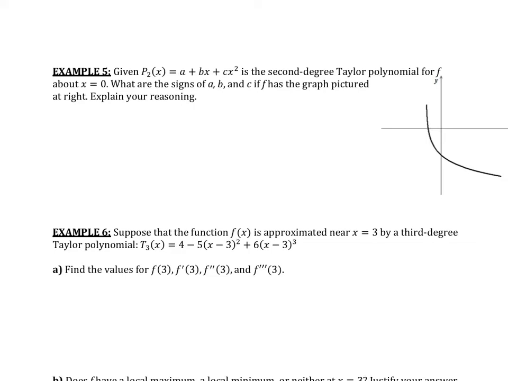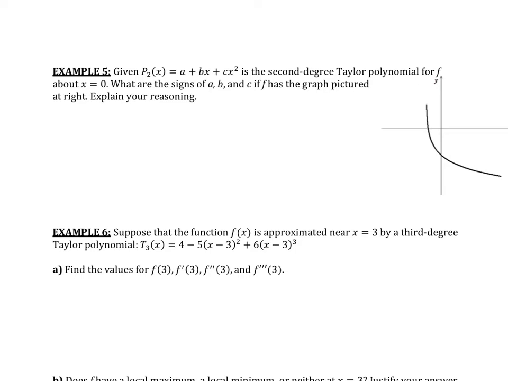Let's look at example number 5 from the notes. So given the second degree Taylor polynomial, that is a plus bx plus cx squared, for the function f about x equals 0, so meaning we're looking at this polynomial centered around x equals 0, I want to be able to figure out what the signs of a, b, and c are if the graph is this shape that we have here at the right. And I want to think about what it means.